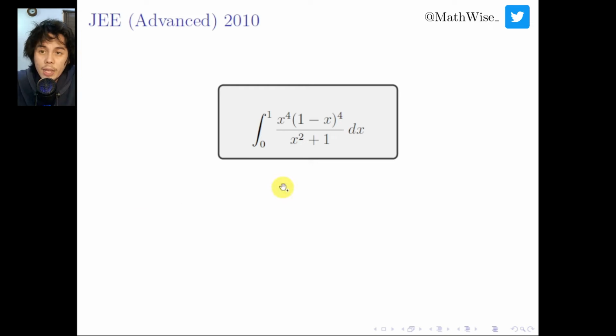Okay, so this is another problem from the JEE Advanced 2010. We have a definite integral from 0 to 1 of x to the power of 4 times (1 minus x) to the power of 4 over x squared plus 1. So this is the function. Now to solve this definite integral, we must have a strategy, of course.